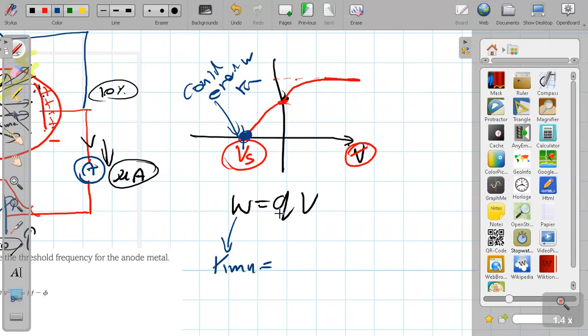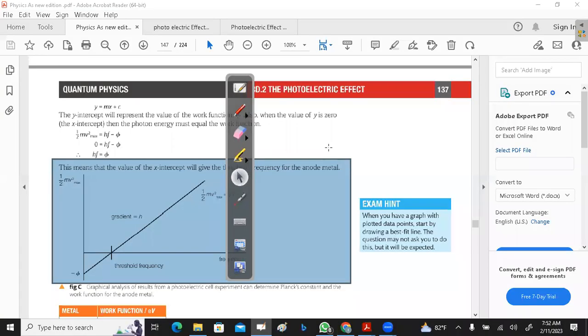Kmax equals, charge is what? Charge of an electron, times the voltage, which is Vs, the stop potential. We call it the stop potential. Understand? The charge is the electron charge, so that's why I represent it using the symbol E.